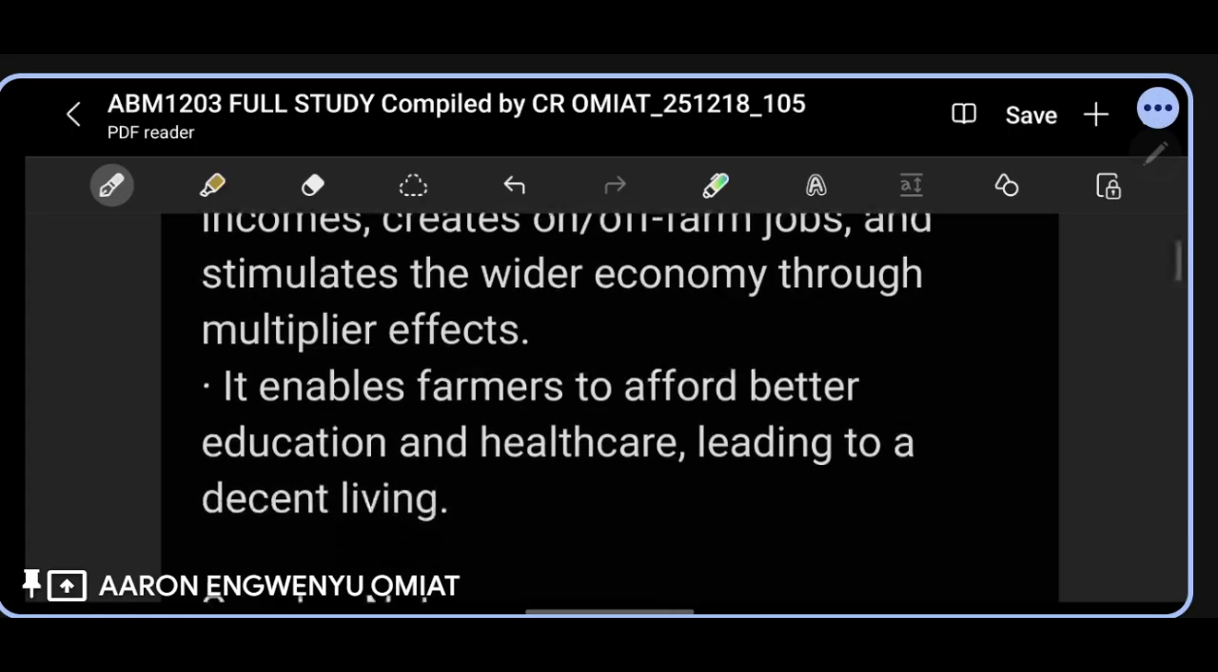So this enables farmers to afford better education and healthcare, leading to a decent living. If farmers make more money, they're able to send their kids to better schools, afford better healthcare, and generally get a decent living.